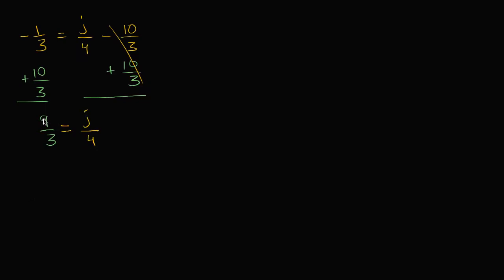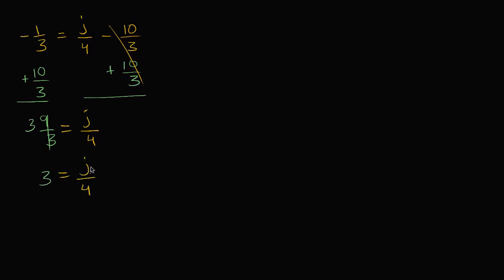Now you might recognize 9 over 3, that's the same thing as 9 divided by 3. So this is just going to be 3. So that simplifies it a little bit. Let me just rewrite it so you don't get confused. 3 is equal to j over 4.